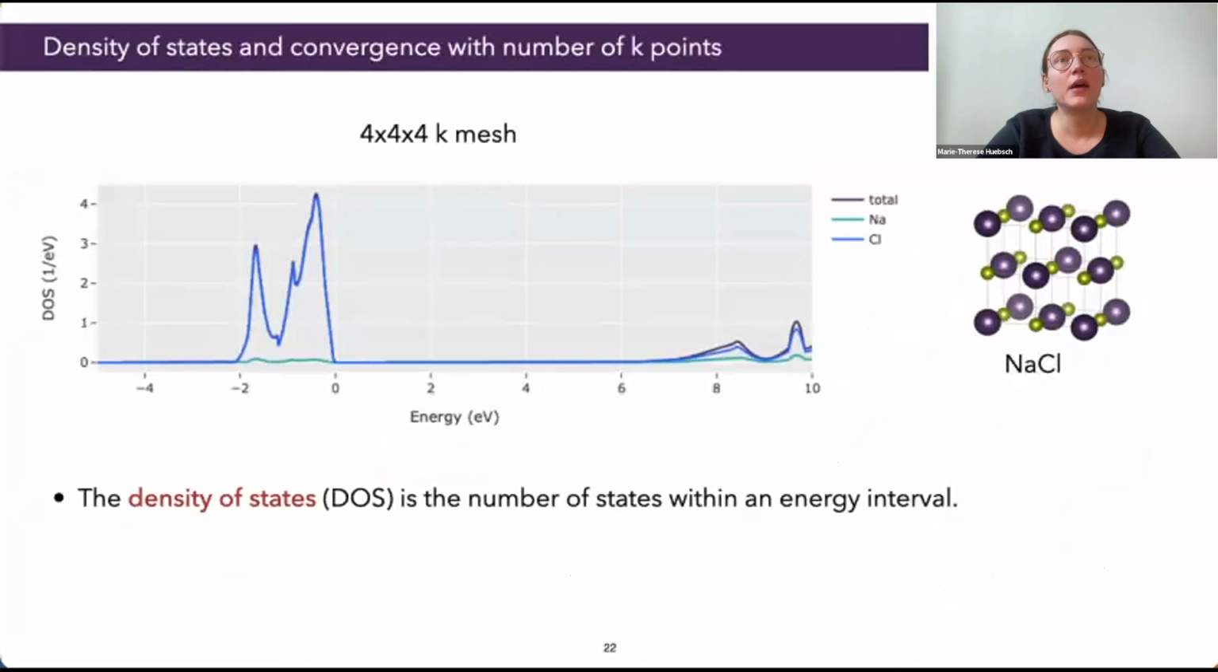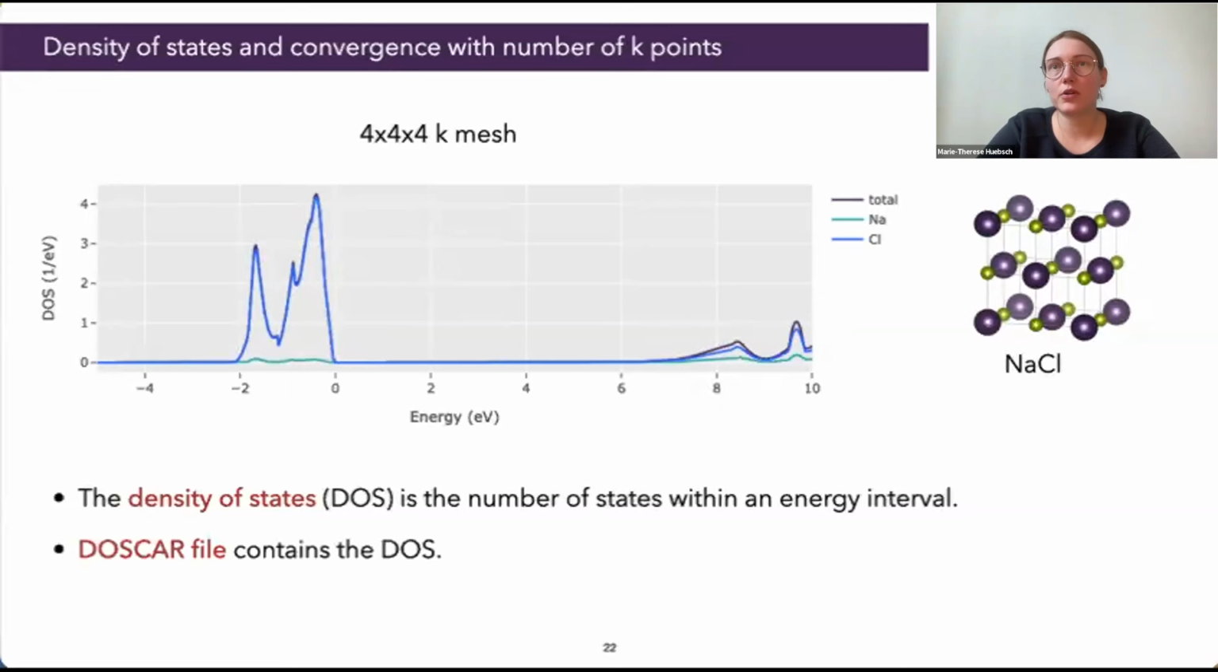Another good example of a quantity where we sum over k is the density of states. The so-called DOS is the number of states within an energy interval. So here we see the DOS of natrium chloride. It has been computed on a 4 by 4 by 4 k mesh. The DOS is written to the DOSCAR file.